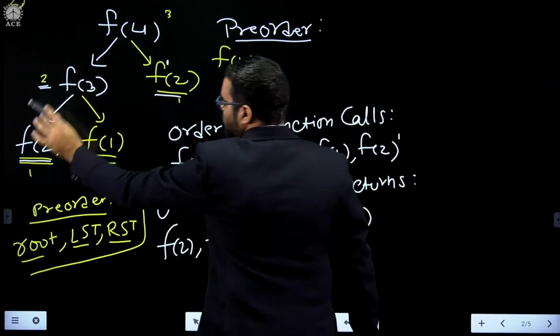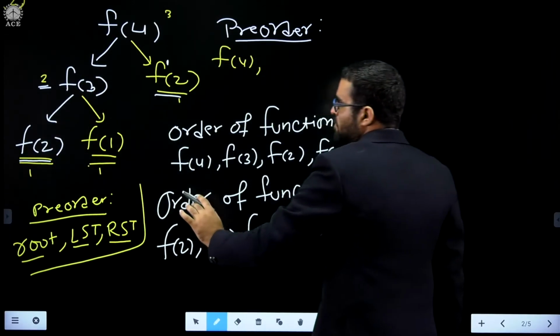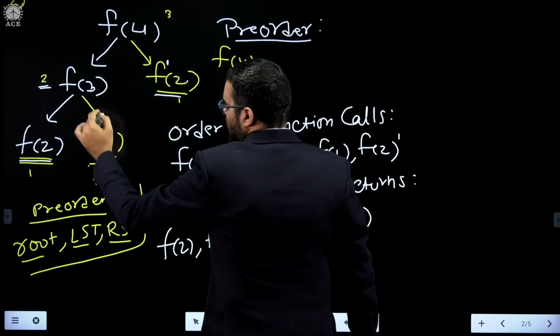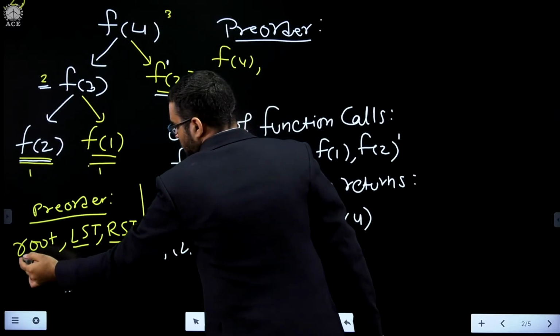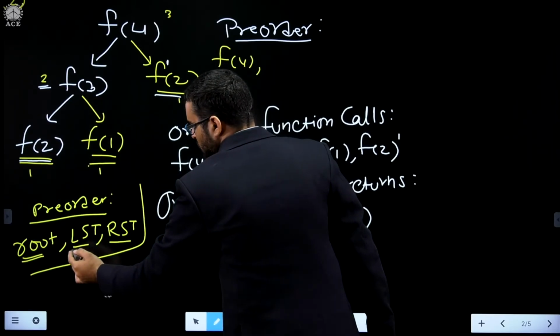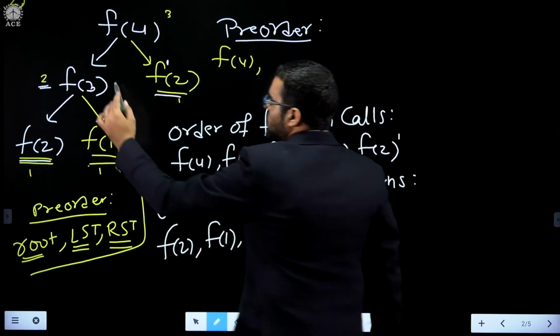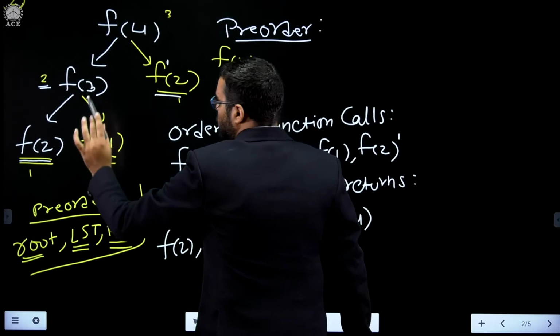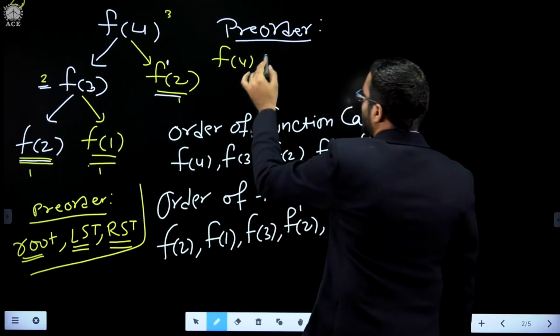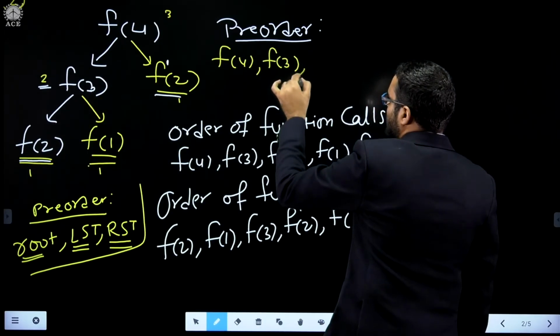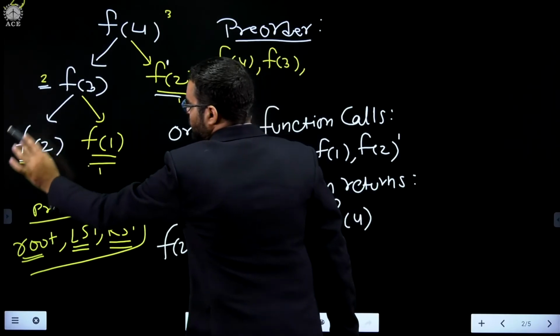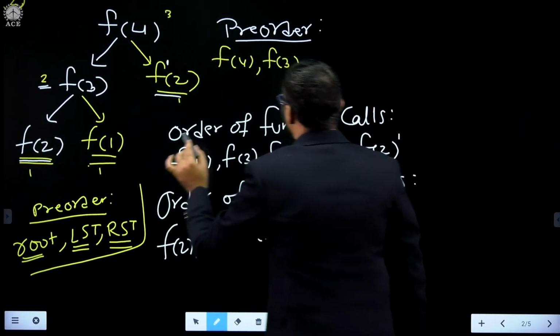then we go to the left subtree. In this left subtree, again we do the same thing. We print the root node, then we go to the left subtree, then we go to the right subtree. So in this left subtree, again we do the same thing. We print the root node, that is F3. Then we go to the left subtree. In the left subtree we do the same thing.